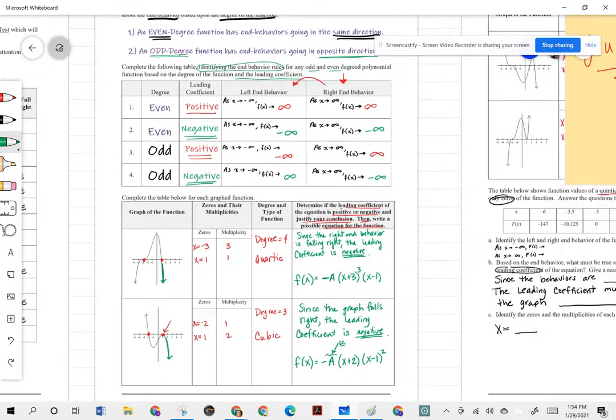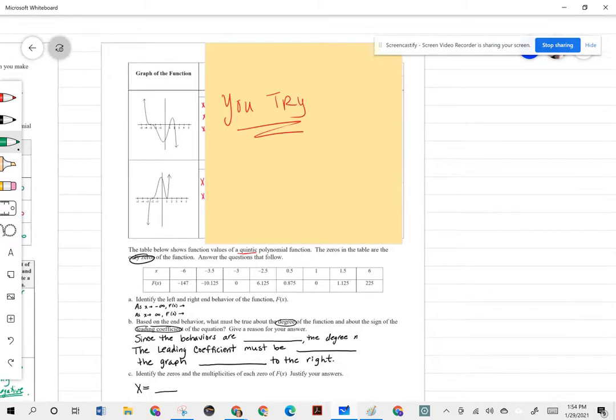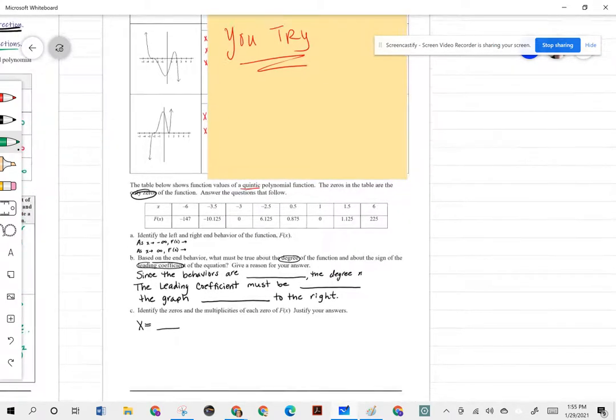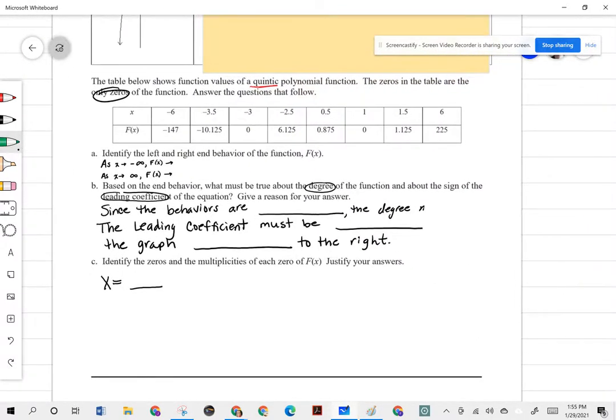Okay. So what we're going to do over here is, in order for you to complete the notes, I need you to do these two problems right here. And then now we're going to go in and look at it from a table perspective. All right, so it says the table below shows function values of a quintic polynomial. So that means a degree of 5. The zeros in the table are the only zeros of the function. Answer the questions that follow.